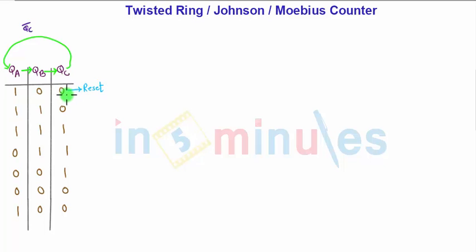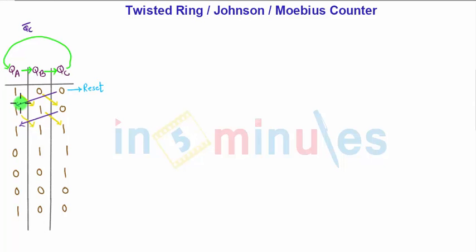After the reset position, for each coming clock pulse, what will happen? QA will move to QB, QB will move to QC, and QC bar, so QC is 0 here, so QC bar will be 1, that will be shifted to QA. In the next cycle, once again QA will shift to QB, QB will shift to QC, and once again QC is 0, so QC bar will go to the next position.